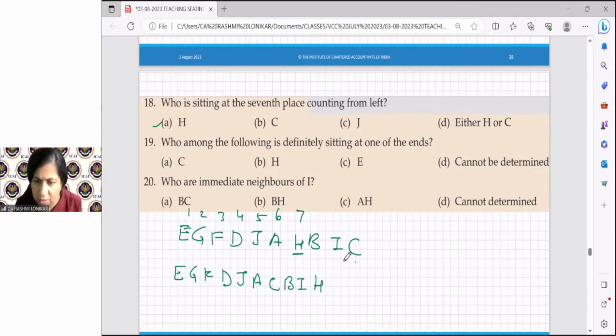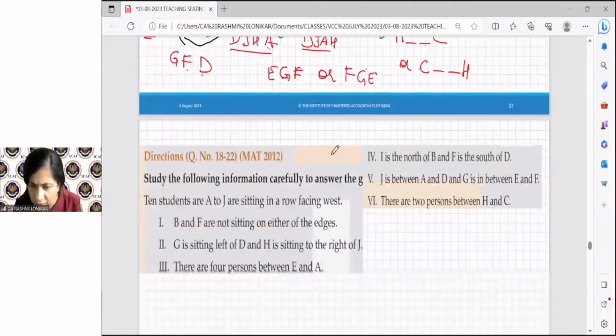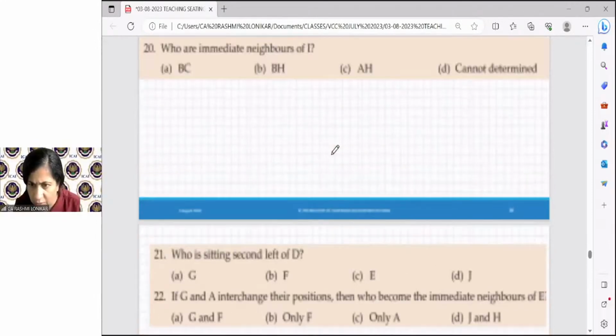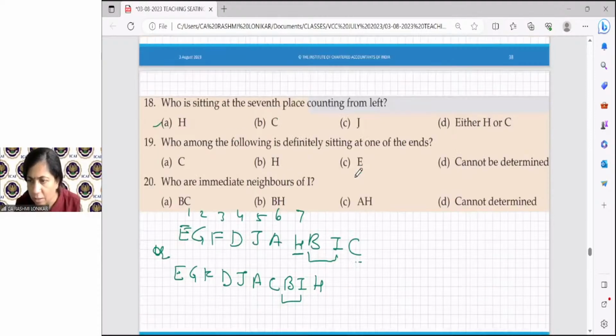Because still the condition is satisfied. What was the condition? H dash dash C. Is it satisfied here? H dash dash C. Okay, see, here also it is satisfied. So you may have A, C dash dash H, or you may have A, H dash dash C. Okay, so either of these is correct. So you have either H or C.